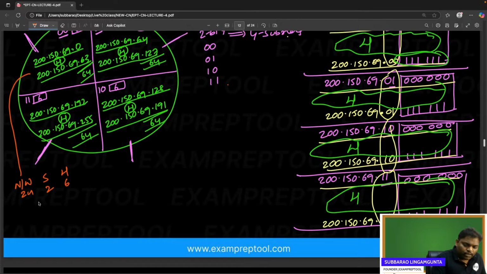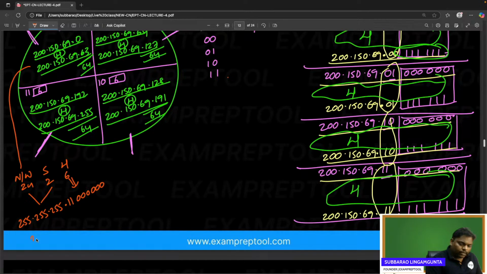bits. So listen, subnet mask. Subnet mask means what? Network part and subnet part all ones. So it is going to be 255.255.255. Because subnet part is 2 bits, double one, and the remaining are all zeros. So it is going to be 255.255.255.192. This is the subnet mask. So for the first subnet, the mask is 255.255.255.192.